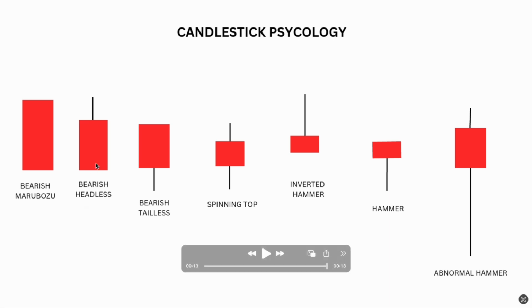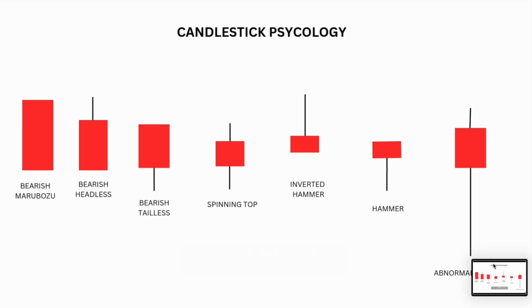The opening and closing is opposite. In bullish, the opening is at the bottom and closing is at the top, but in bearish the opening is at the top and closing is at the bottom. Okay, this is the major difference in bearish candlestick psychology.